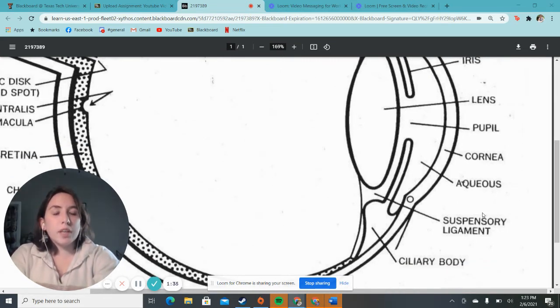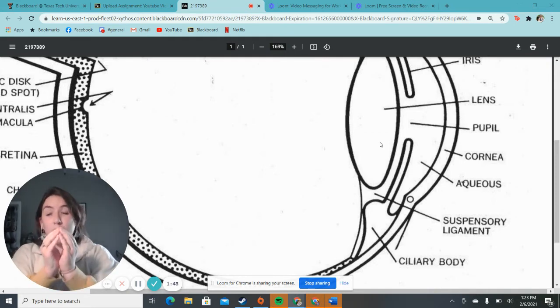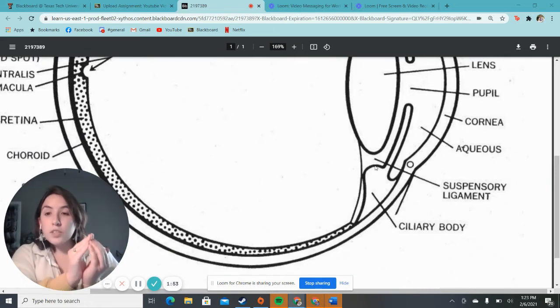The suspensory ligaments are thin, long fibers. They connect the lens to the ciliary body. The ciliary body are muscles that allow for that movement we discussed earlier, that accommodation of the lens, and they control that movement of the lens. And so that's the anterior portion of the eye.